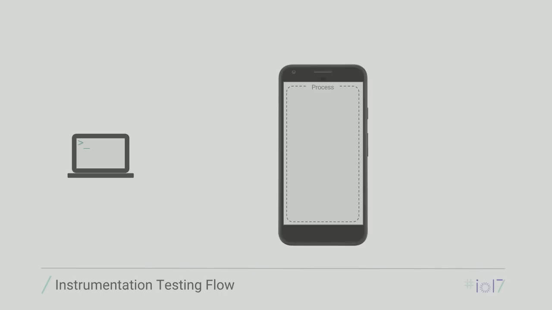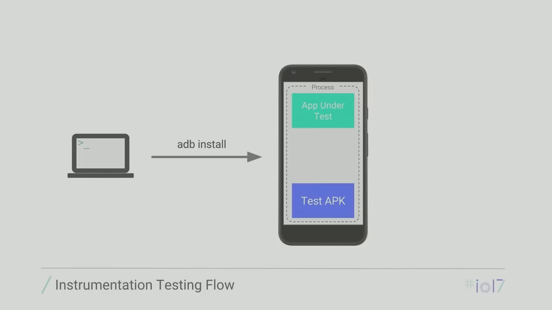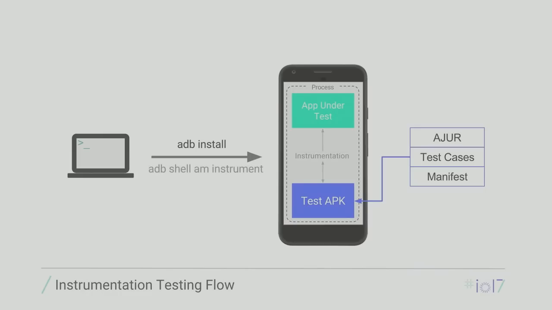Let's say you're in Android Studio, you've just written your new Espresso test, and you hit the run button. The first thing Android Studio is going to do is install two APKs for you, the test APK and the app under test. The test APK contains Android JUnit Runner, the test cases, and your test manifest. Then, in order to run the test, Android Studio calls under the hood adb shell am instrument. And then Android JUnit Runner will use instrumentation to control your app under test.